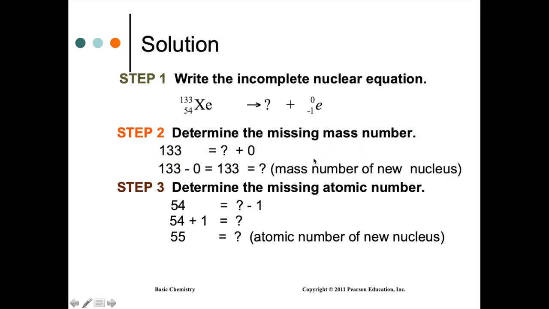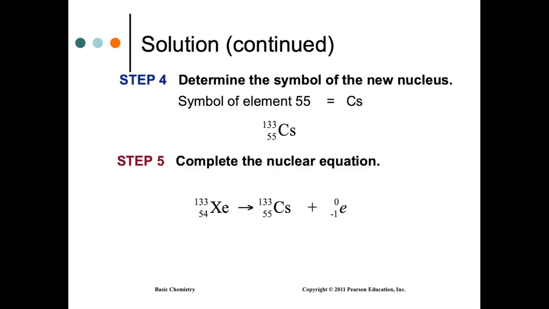Okay, so here's the answer. We have a mass number of 133, which makes sense because your beta particle doesn't have a mass number, so 133 plus 0 is 133. With our atomic number, what added to -1 gives us 54? Well, it would be 55. 55 minus 1 is 54. So using your periodic table, look up element 55. And that is cesium. The symbol is Cs.